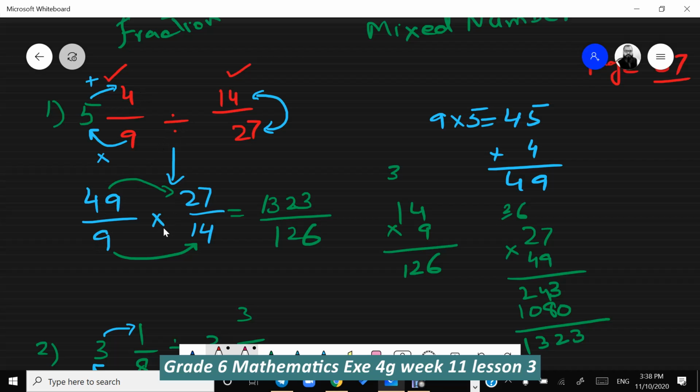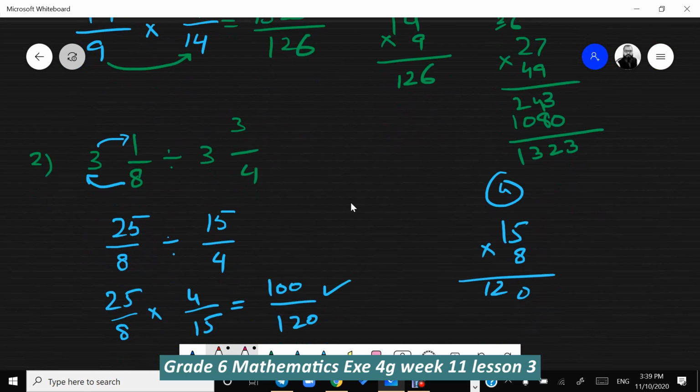This division will convert to multiplication. When you convert division to multiplication, the second fraction will be reversed: 27 will go up and 14 will come down. You can see here 27 goes up and 14 comes down. Now the next step is simple: 49 multiplied by 27 and 9 multiplied by 14. So 1323 over 126. This will be the answer.